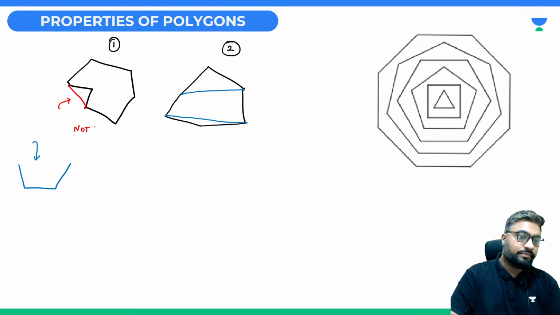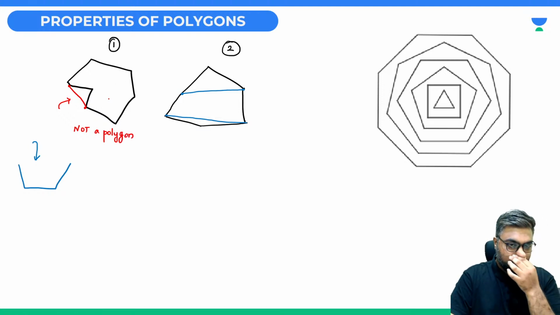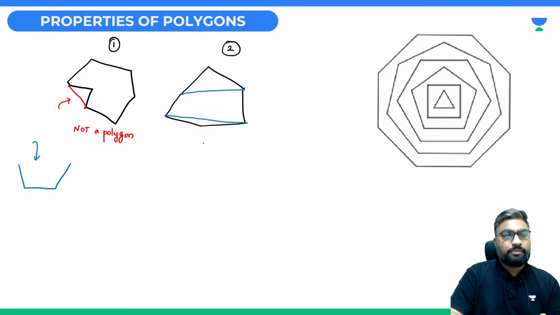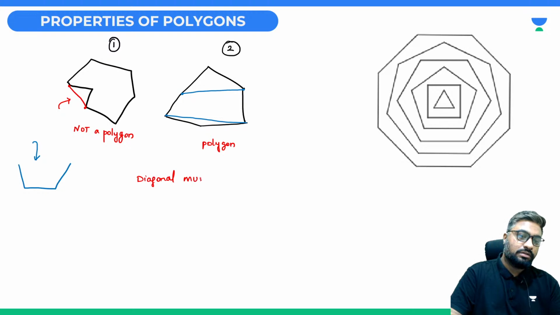Clear guys? The diagonals must always lie within the polygon. That's the rule. Understood? So this is not a polygon, although this is a polygon. Diagonal must lie inside the polygon. Clear everyone?